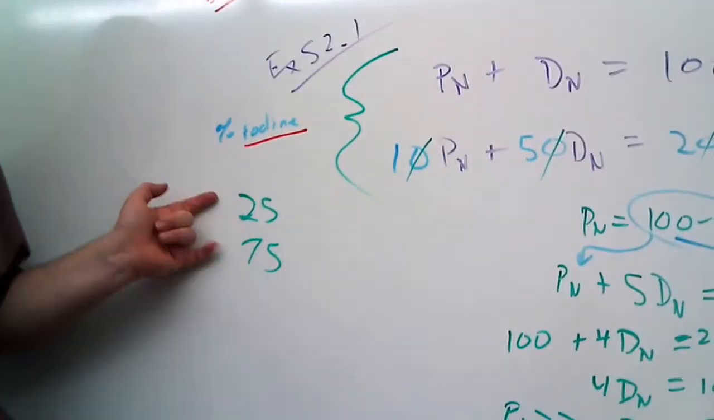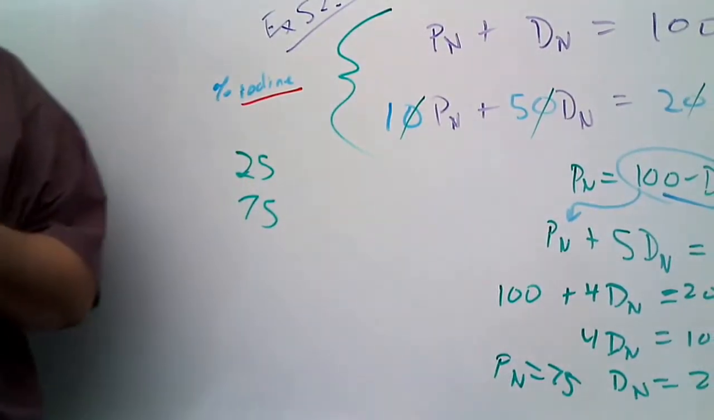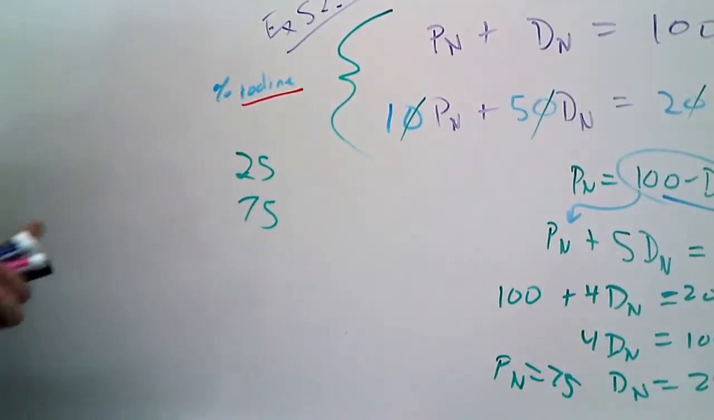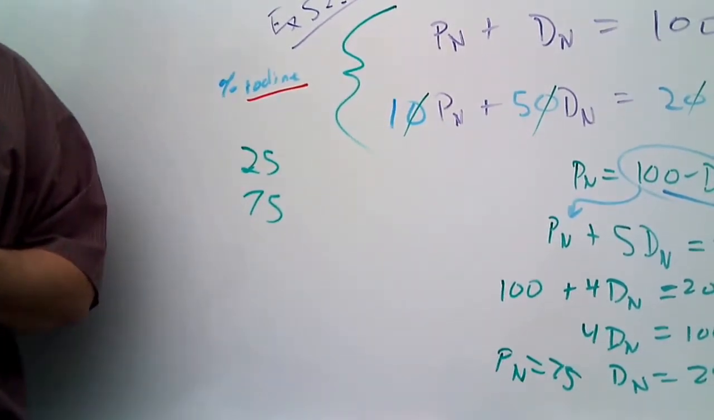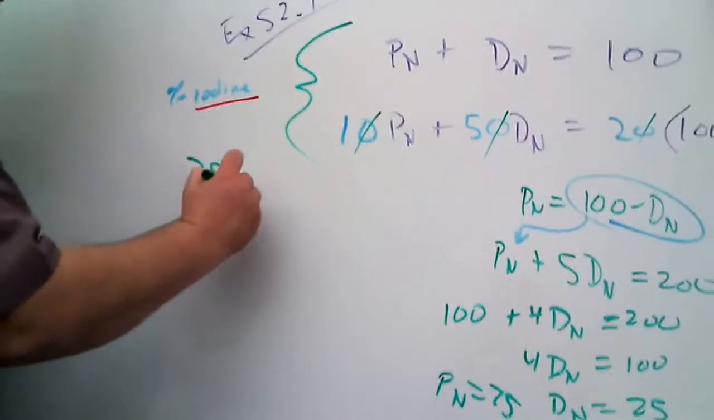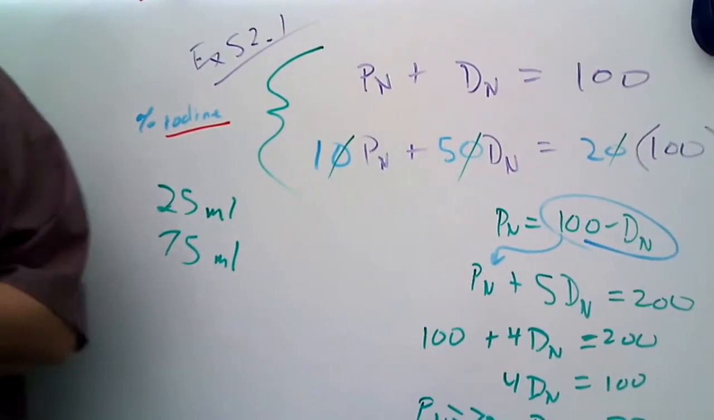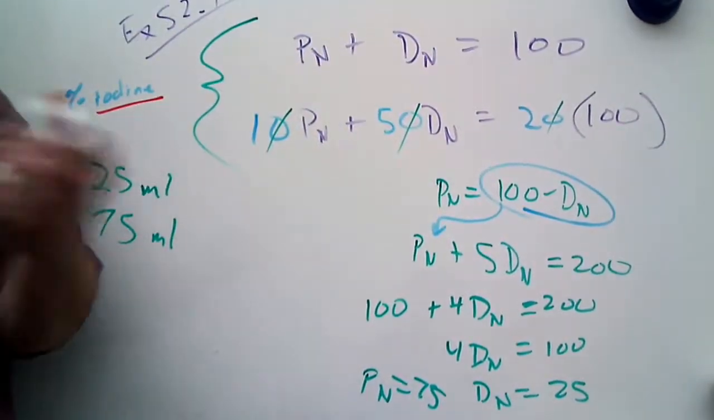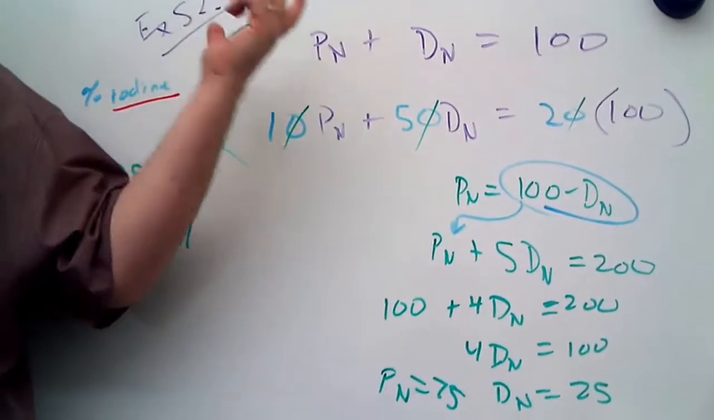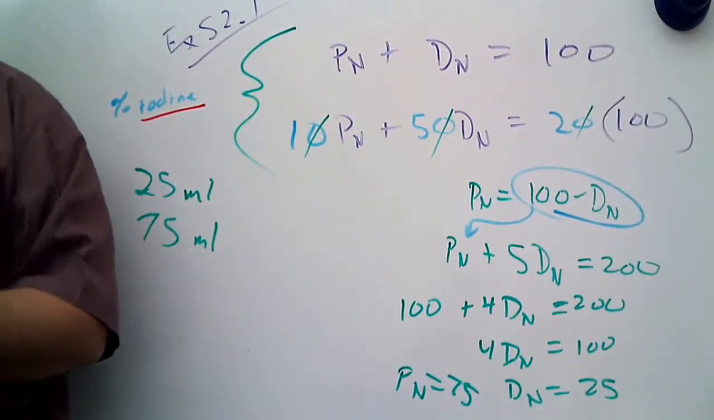Well, here's the thing. So we know we need 25. Now, for one thing, what types of units did we have here? That was the percentage concentration. Oh, milliliters, sorry. That's going to come into it also. So we have 25 milliliters and 75 milliliters, but how do we know which was which? We made up Pn and Dn. We made up Patrick and Diana. They don't exist in the math problem. How do we tell the difference?